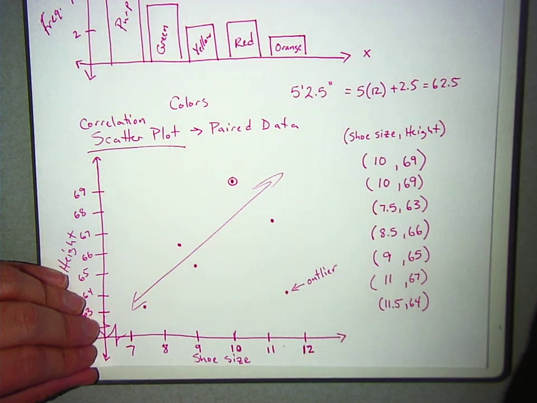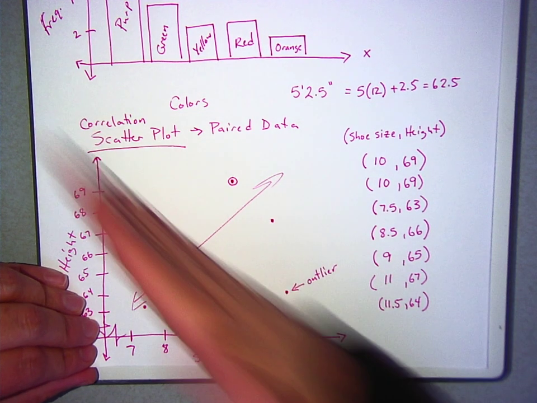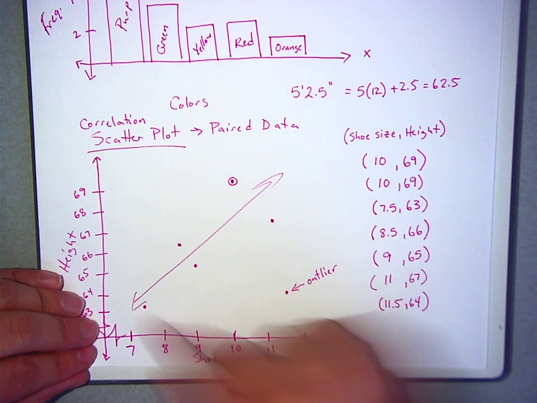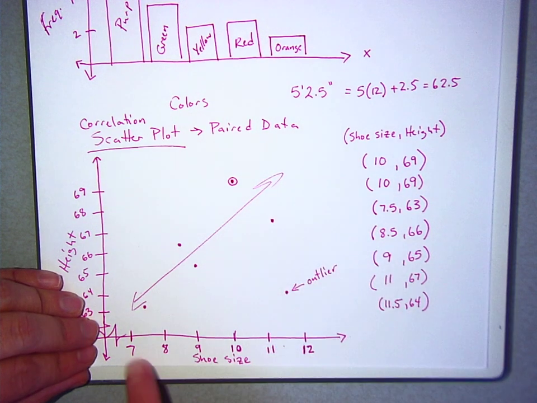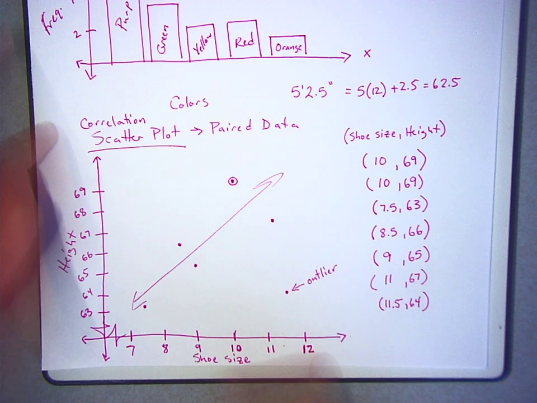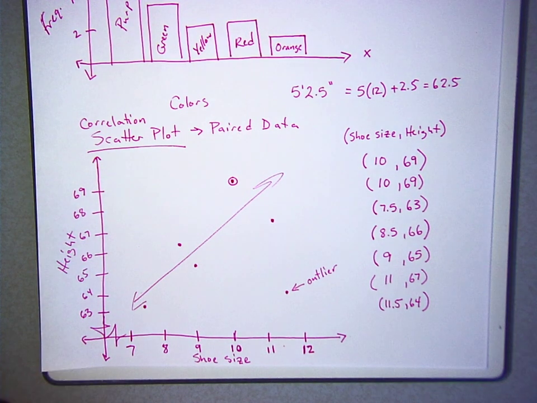What's a negative correlation look like? It's going downhill instead. A positive correlation means that supposedly as your foot size increases, your height also increases, that they get bigger together or smaller together. A negative correlation would imply that as one goes up, the other goes down.